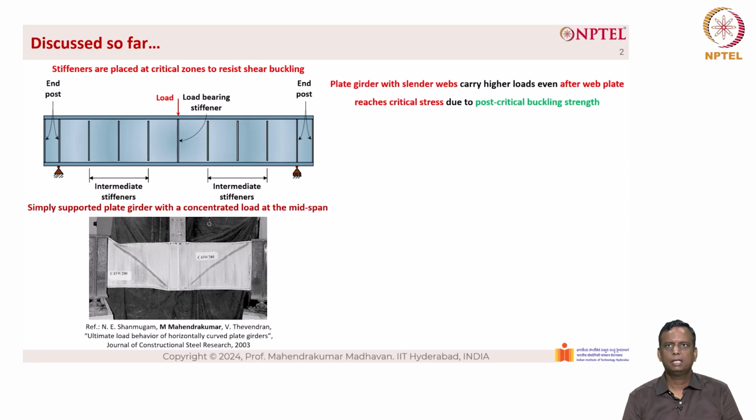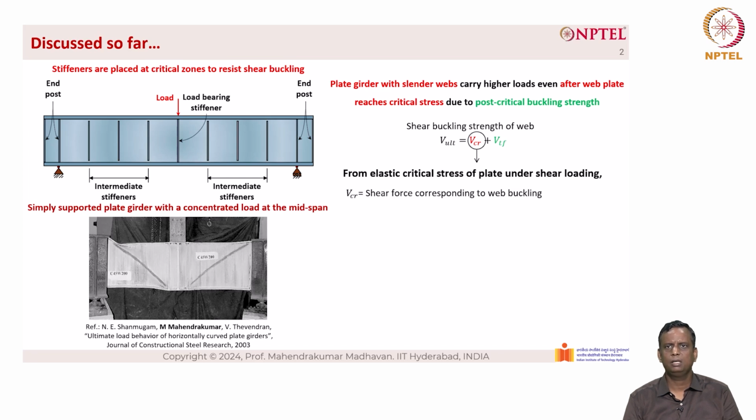Plate girders with slender webs carry higher loads even after a web plate reaches critical stress due to post-critical buckling strength. So, the shear buckling strength of the web is a combination of two factors. V ultimate is equal to V critical plus V TF. V critical is obtained from the elastic critical buckling stress of the plate under shear loading, and V critical is basically the shear force corresponding to web buckling.